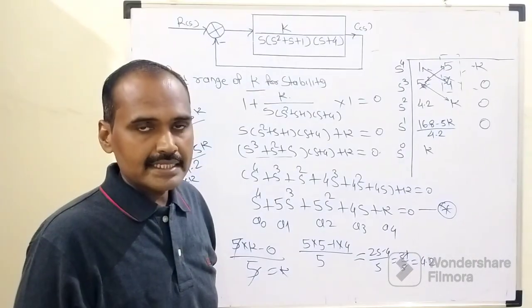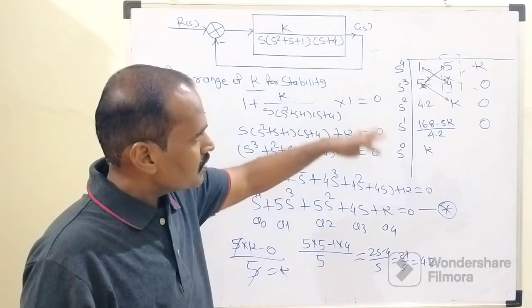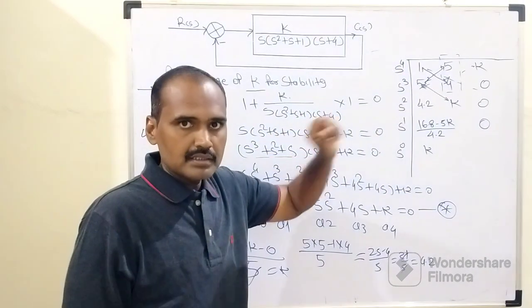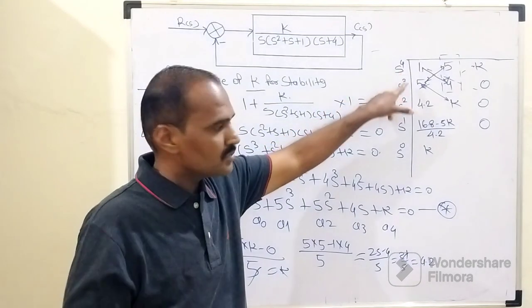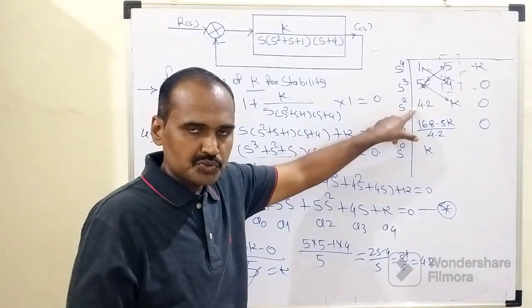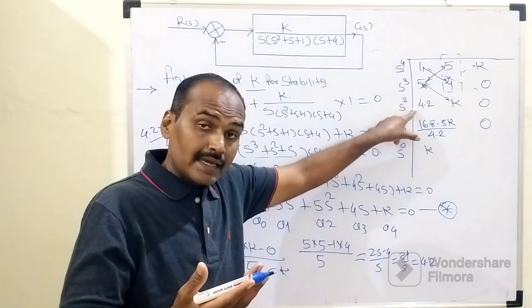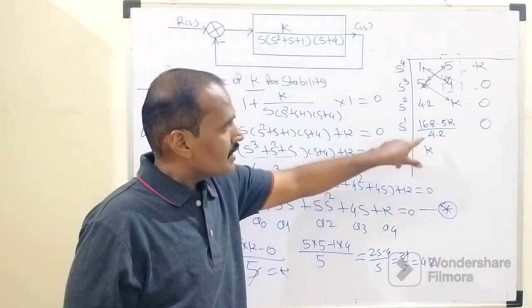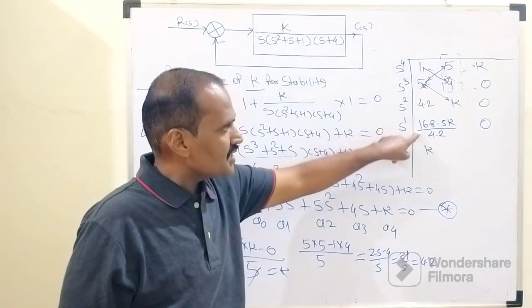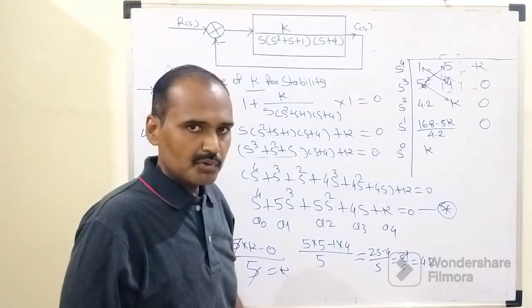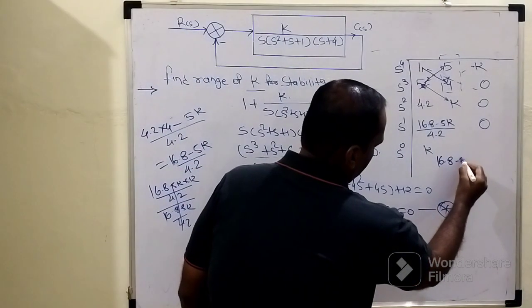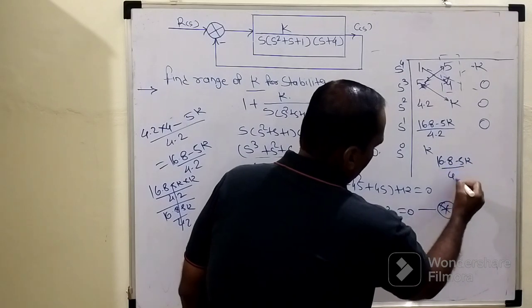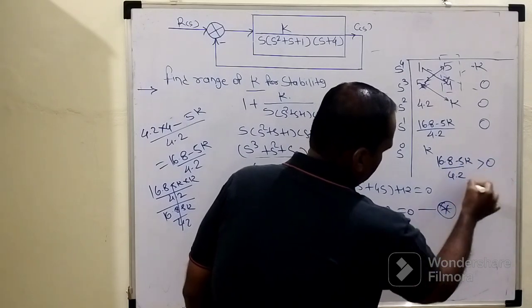As far as this Routh array is concerned, within the first column of this Routh array, the first element is 1, it is positive. The second element is 5, no doubt positive. The third element is 4.2, greater than 0. Then the next element is nothing but 16.8 minus 5k upon 4.2. So here I will write this 16.8 minus 5k upon 4.2. It should be greater than 0.